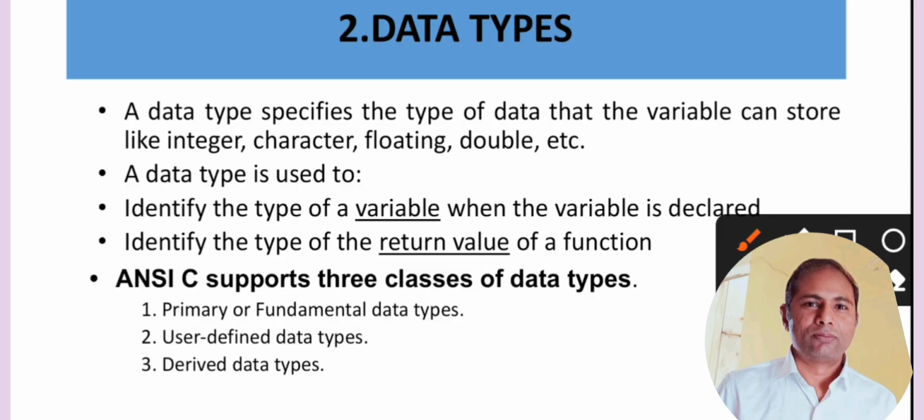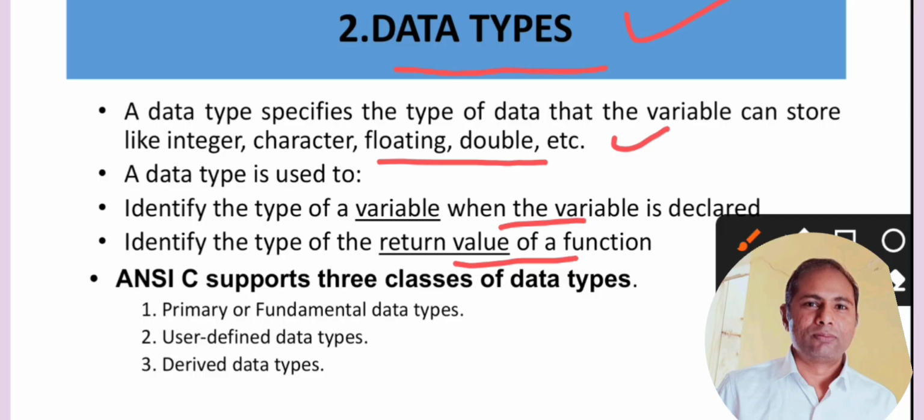Now the second topic is data types. So what is the meaning of data type? Data type means type of data. Which type of data are we using in our program? A data type is the type of data in a variable which we are going to use. It can be integer, character, float, or double. A data type is used when a variable is declared. It identifies which type of data the variable is having, and then what type of answer we will have.